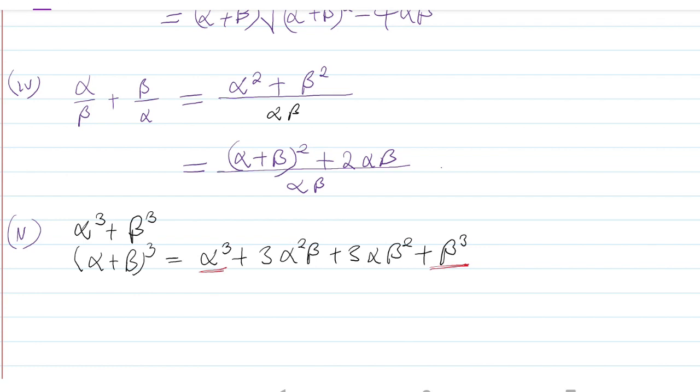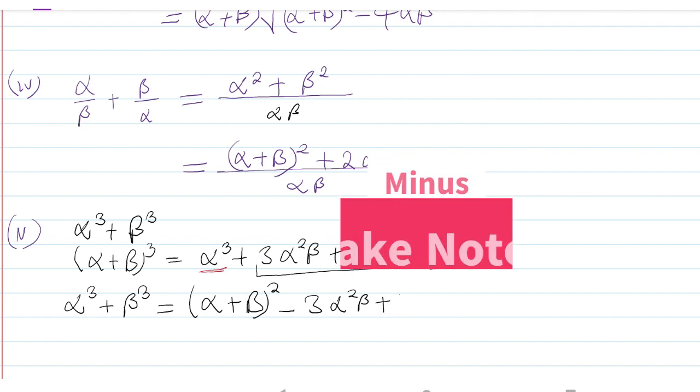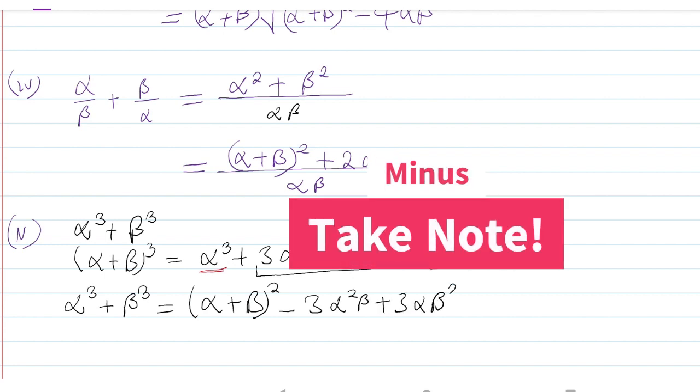All right, so we are going to take all these terms to the left side of the equation. On the right, we remain with alpha cubed plus beta cubed is equal to, on the left, we have alpha plus beta cubed minus everything here, 3 alpha squared beta plus 3 alpha beta squared.